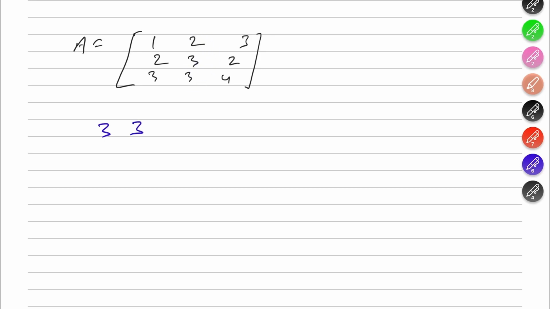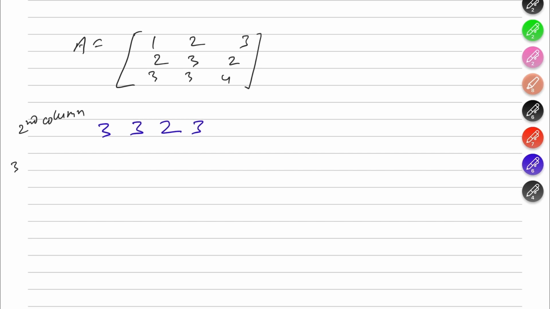Then move to 2, and then we move to 3 again. So this is how the pattern is: 3 3 2 and again 3. So 3 3 2 in circular form. Start with 3, the second column, second row, then 3 and 2. So this is basically the second column that we have considered here.